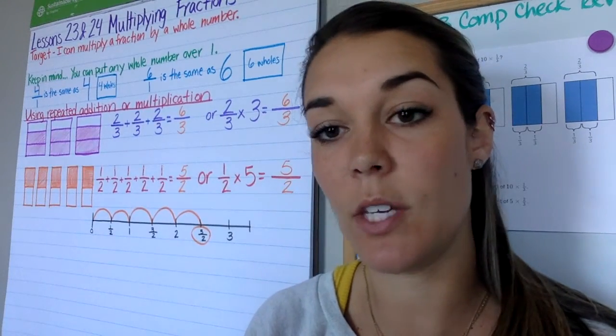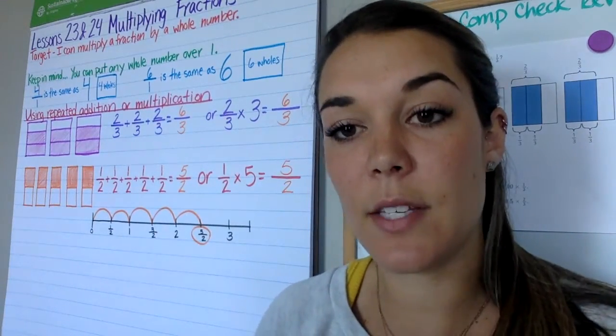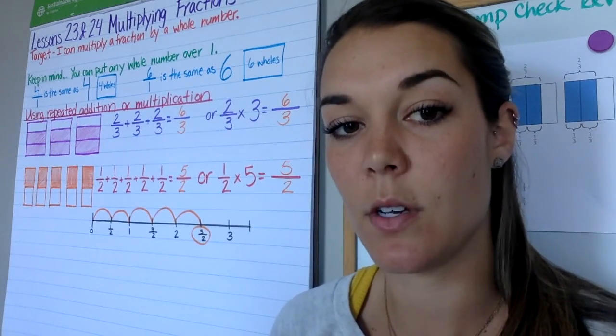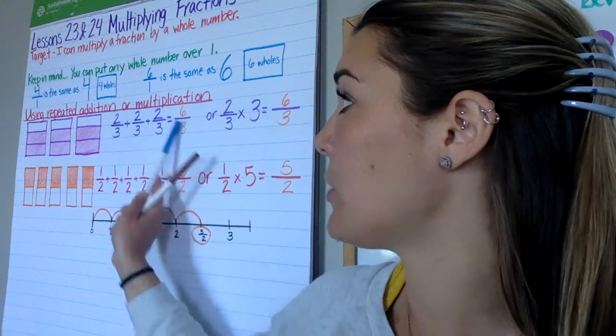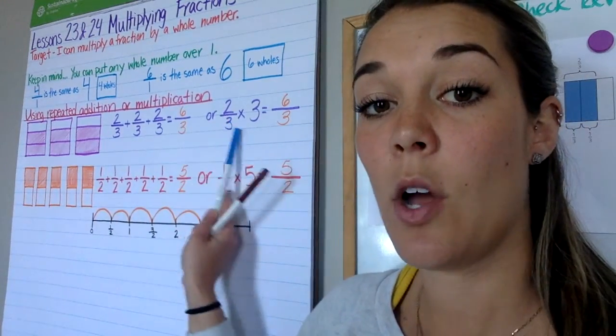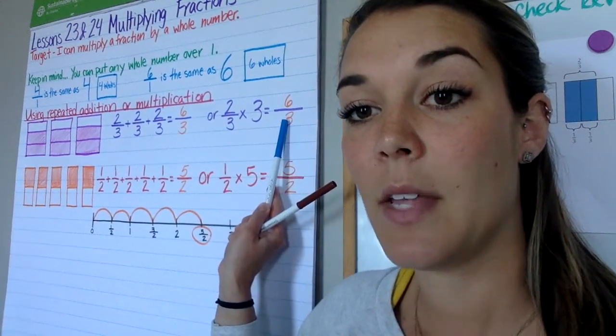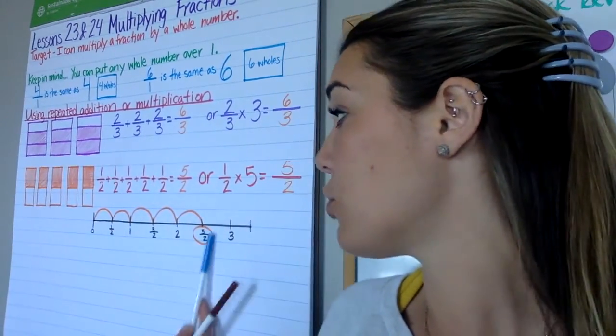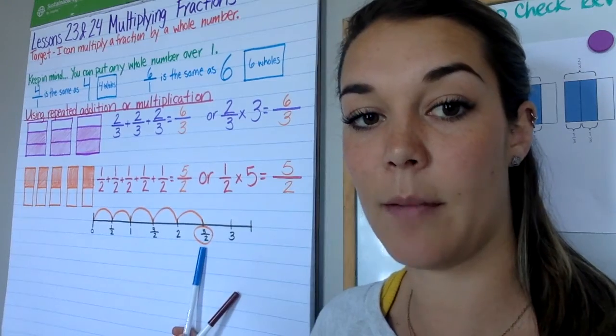Okay, I just wanted you to keep in mind that during this unit, we've been multiplying fractions by whole numbers, right? We've been looking at using repeated addition or multiplication, and we've been using models like an area model and jumping on a number line, okay?